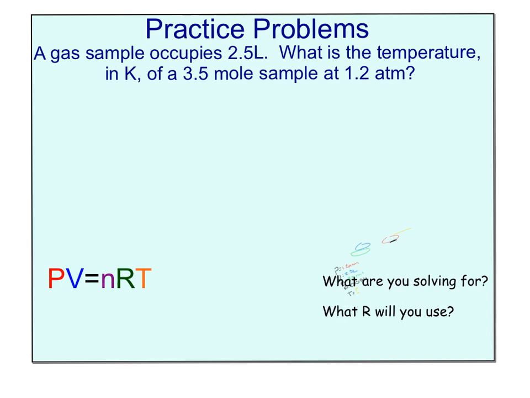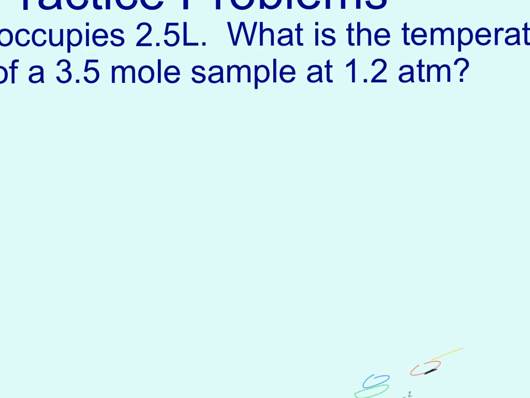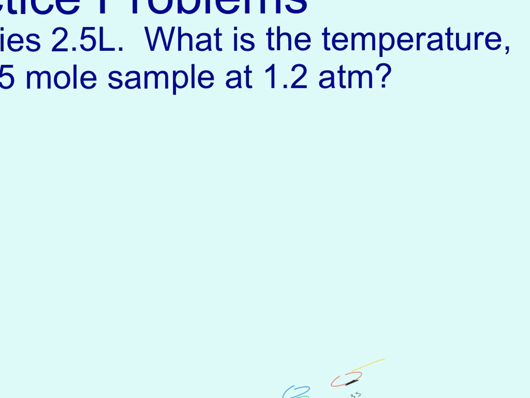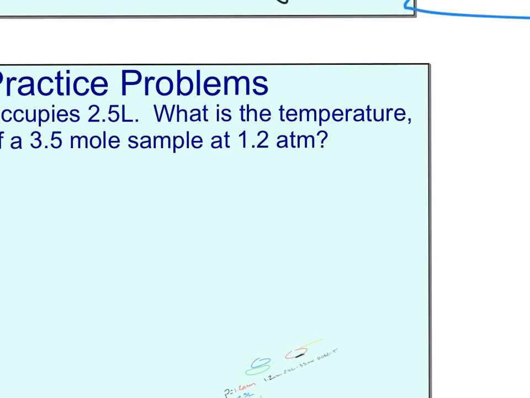Okay, so let's start plugging these in. We're going to have 1.2 atm times 2.5 liters equals 3.5 moles times 0.0821 times T. Temperature is what I'm trying to solve for. That's what I'm trying to get all by itself.